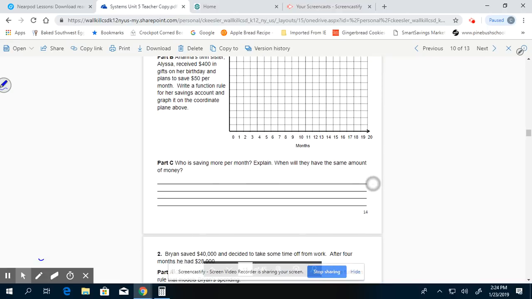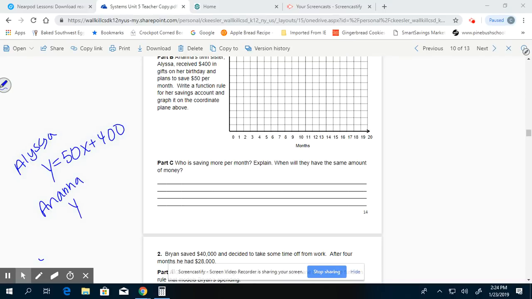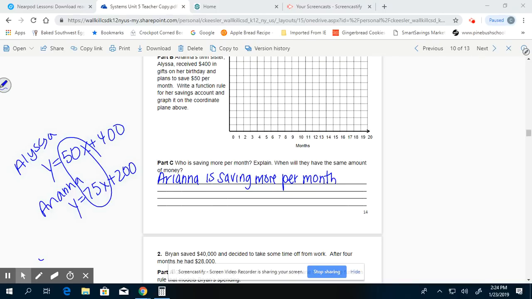So who is saving more money per month? Explain. And when will they have the same amount of money? So from this, remember, we had y equals 50x plus 400 for Alyssa. And Ariana was y equals 75x plus 200. So hopefully you're recognizing that. If we look at the slope, that's their savings per month. Ariana is definitely saving more per month. So I would write Ariana is saving more per month. Her slope is 75, and Alyssa's is only 50.